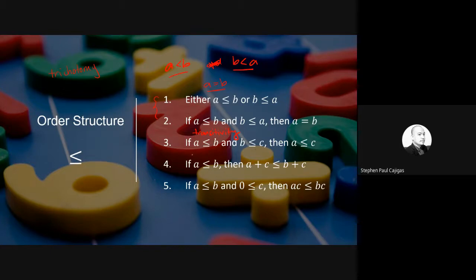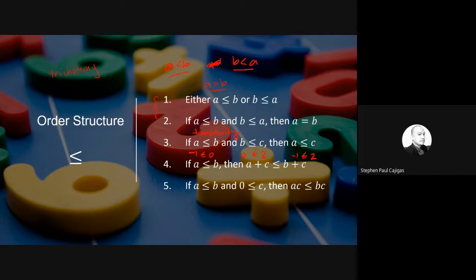Very classic example, if you have -1, this is less than or equal to 0, and 0 is less than or equal to 2. So of course, we see that -1 is less than or equal to 2. So that is very easy to verify.